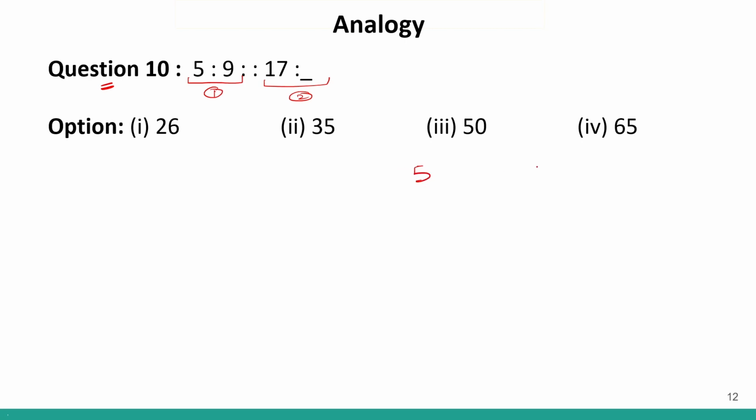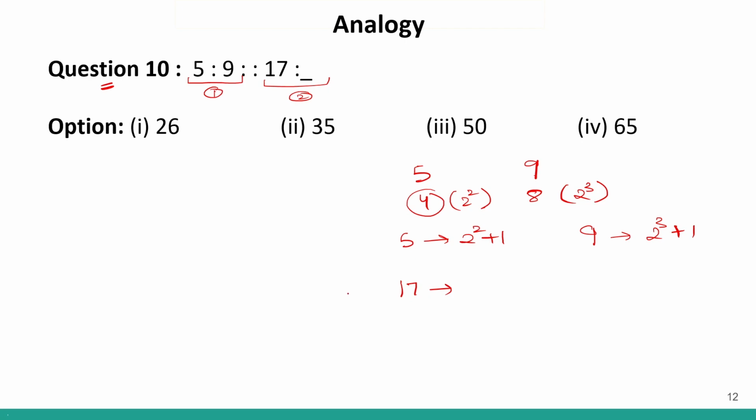If I look at 5 and 9, I can see 5 is close to 4 and 9 is close to 8. 4 is basically 2 square and 8 is basically 2 cube. Correct? So I can say 5 can be written as 2 square plus 1 and 9 can be written as 2 cube plus 1. How can we write 17? 17 is close to 16. 16 is 4 square, right? So I can write it as 4 square plus 1.